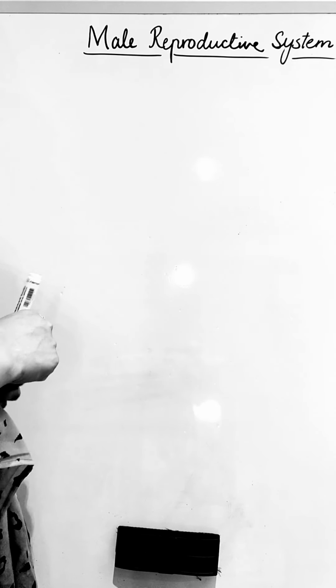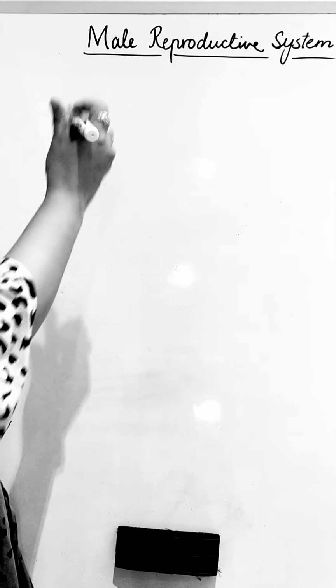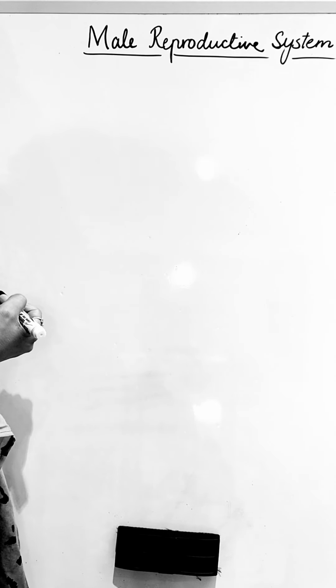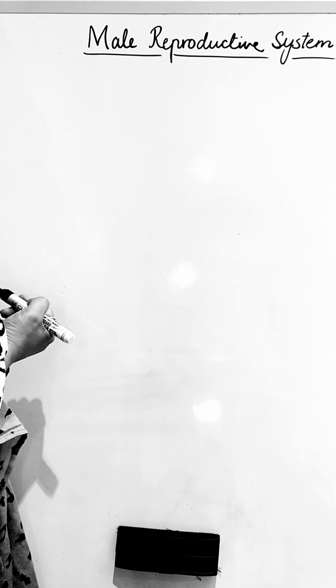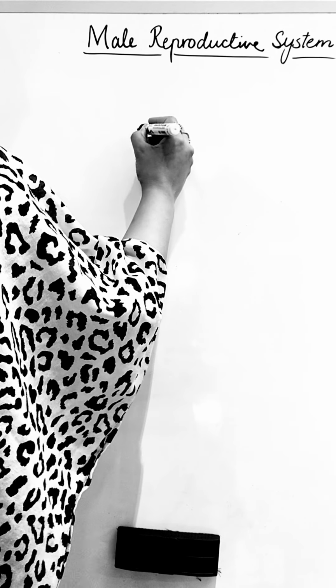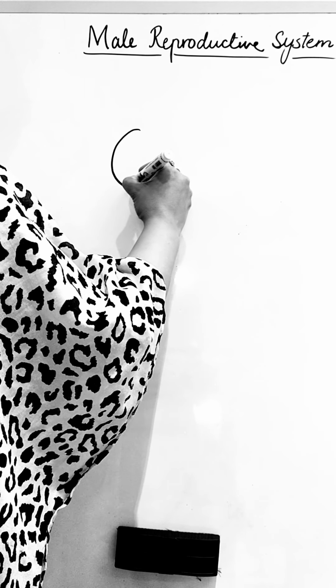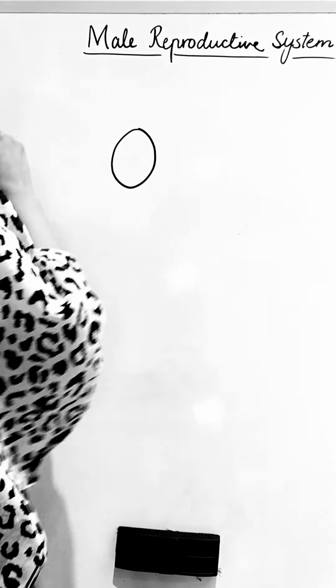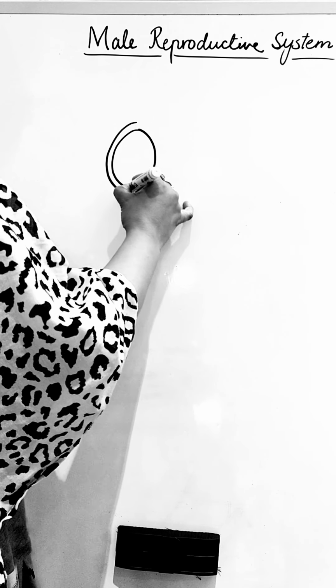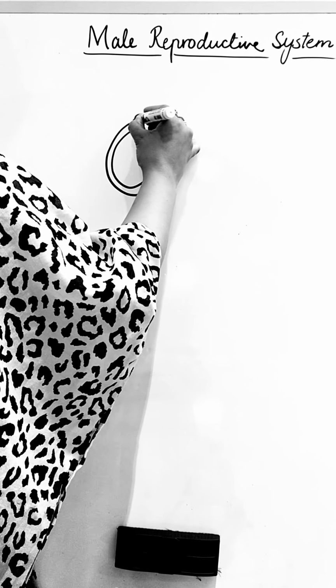Hello students, in my previous lecture we were discussing the male reproductive system. We have studied the internal structure of the testes, which are the primary sex organs. If you remember, the testes are oval in shape and are contained in the scrotum, or scrotal sac.